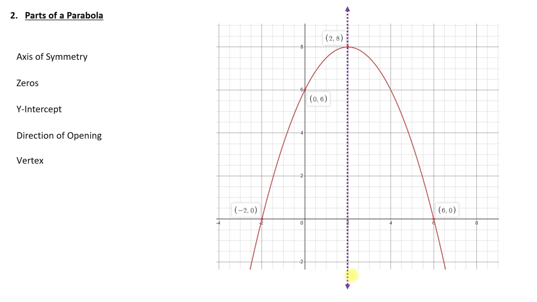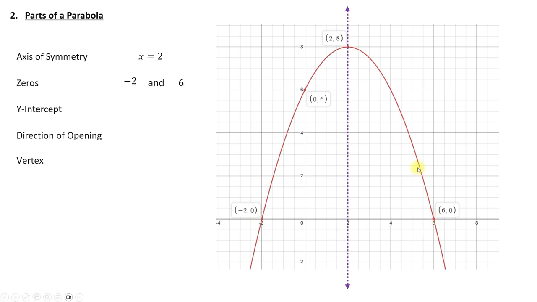Here we're given a graph and we're asked to display the various features of this graph. So first we're asked for the axis of symmetry. Well, the axis of symmetry is simply the imaginary line that runs right down through the middle and passes through the vertex. The equation for that is x equals 2. Our zeros, or x-intercepts, are negative 2 and 6.